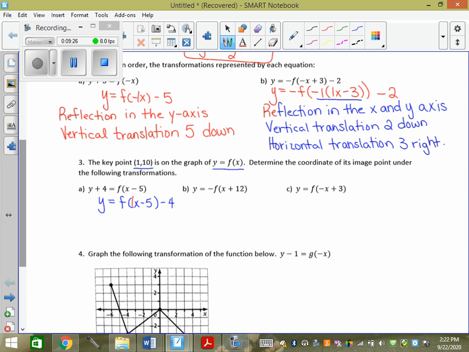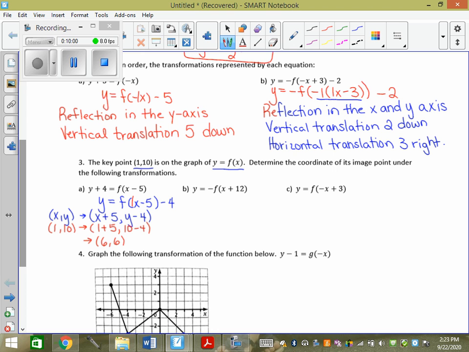So I'm going to horizontally translate 5 to the right. Mapping and words are the same thing. So I need to move my x 5 to the right. I do x and I add 5. That's how I get it 5 to the right. I need to vertically translate 4 down. I'm going to start at y and subtract 4. Then I do (1, 10). Becomes 1 plus 5, 10 minus 4, and it becomes (6, 6). So my image point, my new coordinate is (6, 6).